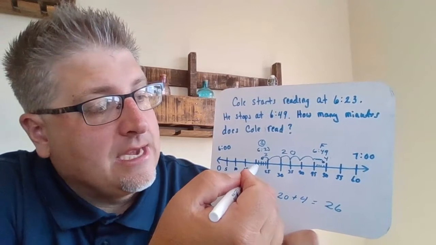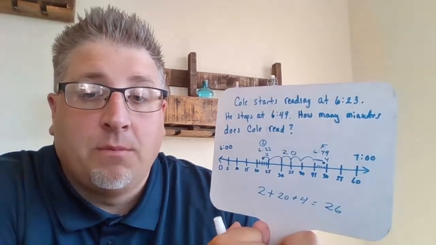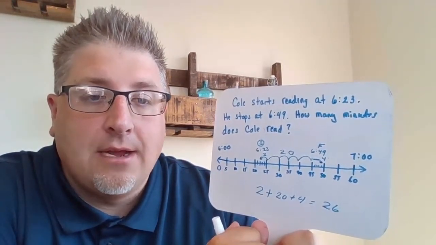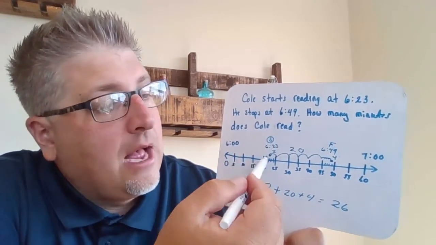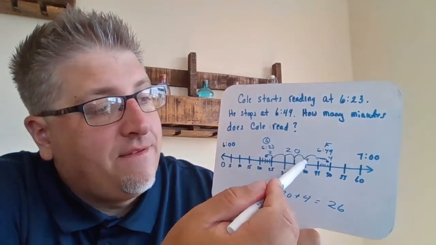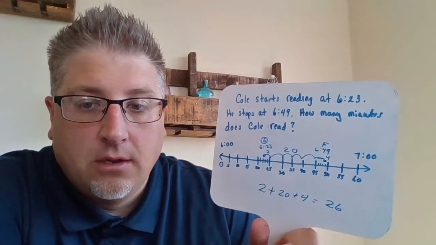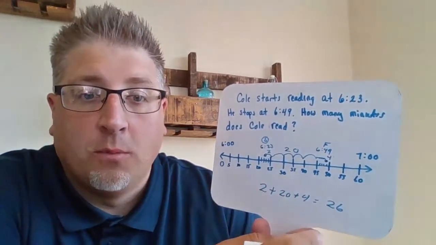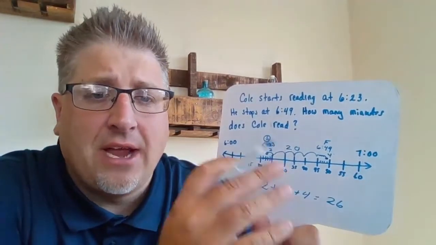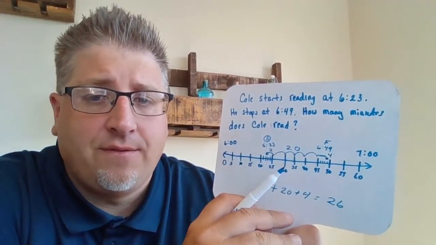Okay? Like I said, I plotted it on my number line, and I just went back. I went back 2 here. I knew I could count by 5s to get that chunk out. And then I had 4 more here. You could look at that number line a lot differently if you'd like to.